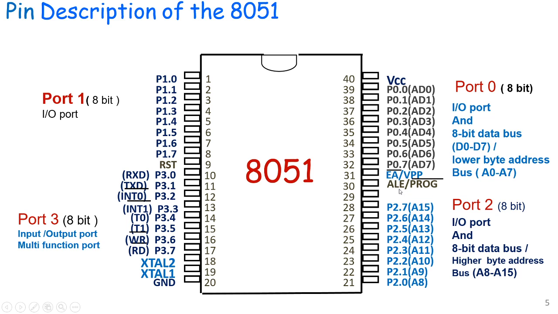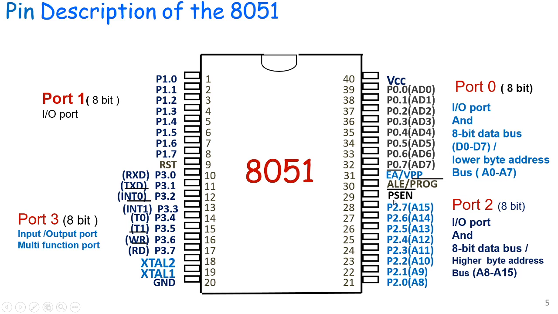Another pin is ALE and program: address latch enable, and program for the flash memory. ALE is address latch enable. When this pin is equal to 0, the AD0 to AD7 pins act as the data bus D0 to D7. When ALE is equal to 1, then AD0 to AD7 work as the lower byte address A0 to A7. So this is the use of the ALE signal.